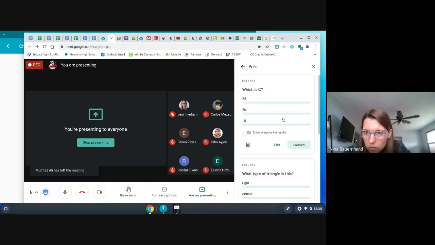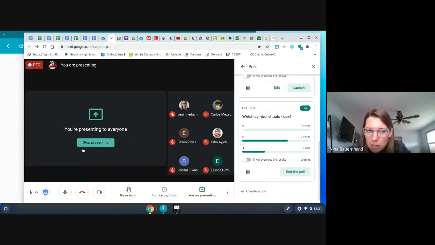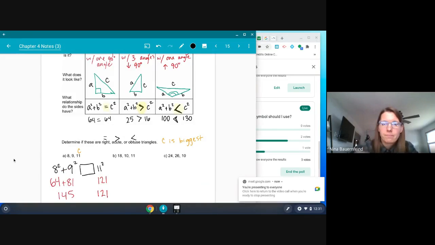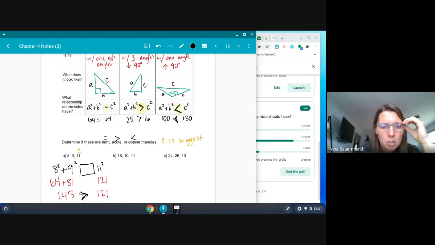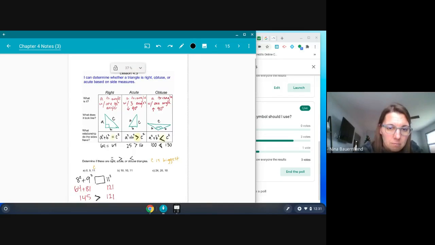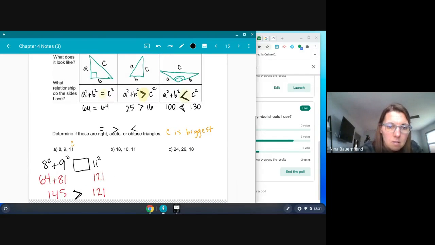Okay, so all right, I have 3 people that voted. Thank you. Would love it if more of you, 4 people. Okay, so this one is going to open this way because the alligator is hungry, so it eats the bigger number. Here's my rendition of an alligator. So it's going to eat the 145, which means this is what kind of triangle? We use that symbol, so that means this is acute.